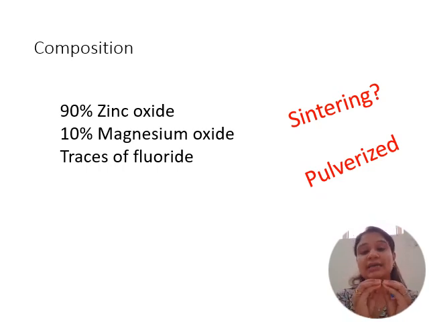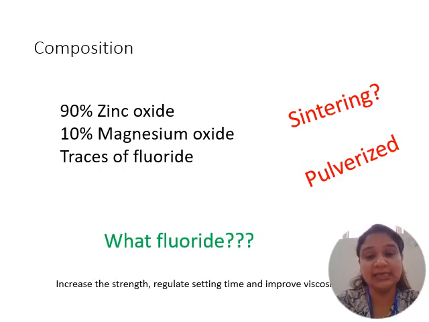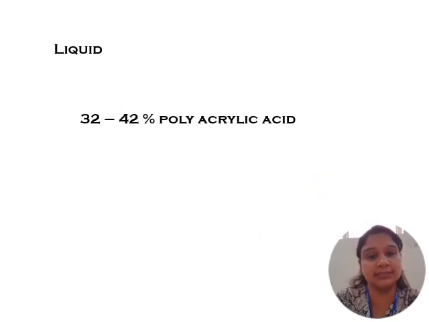So this rock is then broken down into powder form, which is known as pulverization. So coalescing of all these materials and making it into a single component is sintering, and then breaking that component into powder form is known as pulverization. So this is how your powder is ready for the zinc polycarboxylate. So why do we need fluoride when almost 100% of components are ready? So this fluoride helps in increasing the strength and it regulates the setting time and also improves the viscosity.